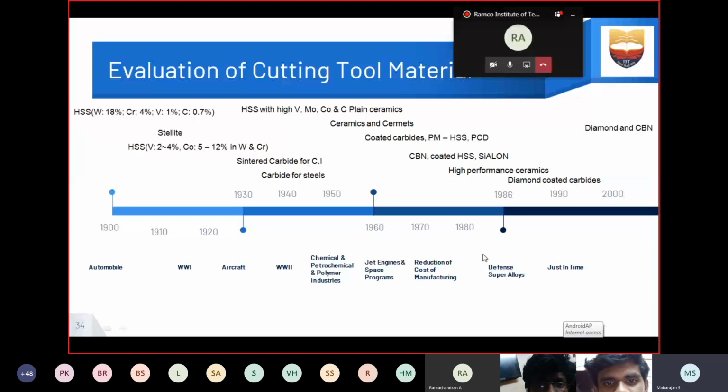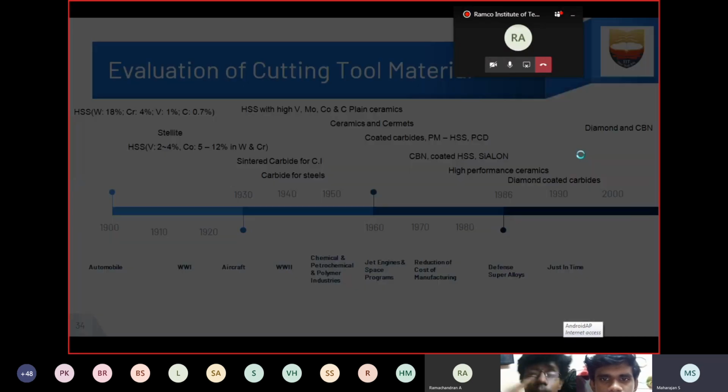Super alloys are nowadays also using nickel-based material in boiler industries, thermal power plants, and nuclear power plants, for high steam turbine vanes, which are manufactured using nickel-based material, and also the steam pipes, which are manufactured using nickel-based and titanium-based material. These materials are able to be machined using diamond-coated, high performance ceramic material. And also in 2000 we go for diamond and CBN. So these are all the evolution of cutting tool material.